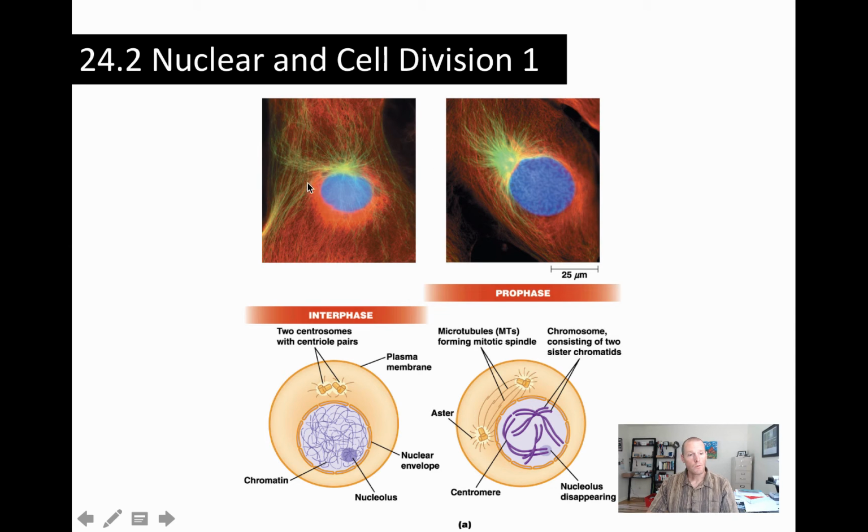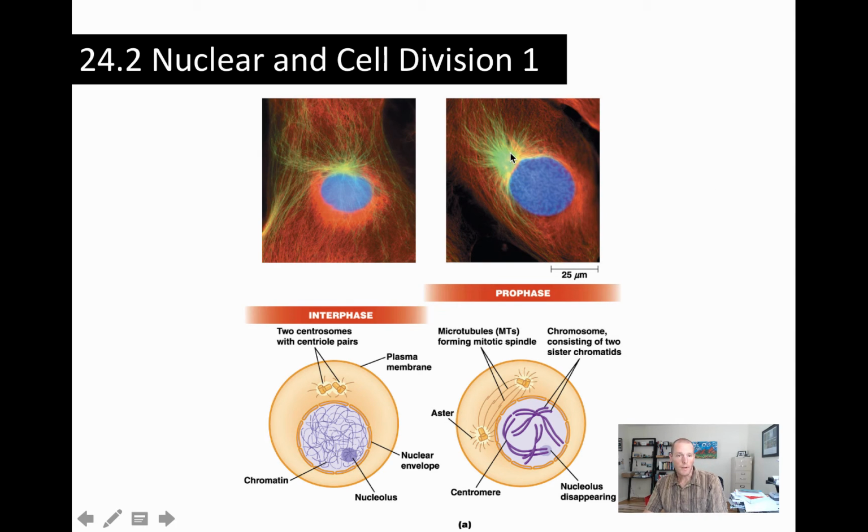So the centrosomes start out close to the surface of the nucleus, and you can see the microtubules radiating from the centrosome, which remember is a microtubule organizing center. The minus ends are embedded in the pericentriolar material, and the plus ends are radiating towards the periphery of the cell.